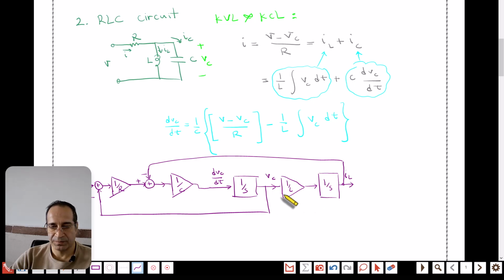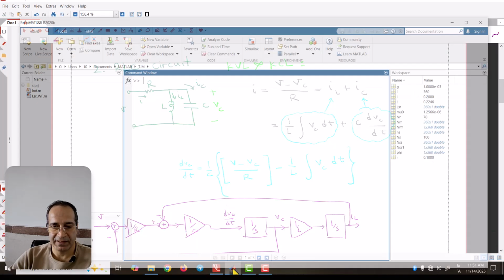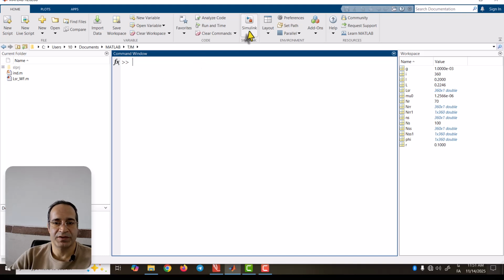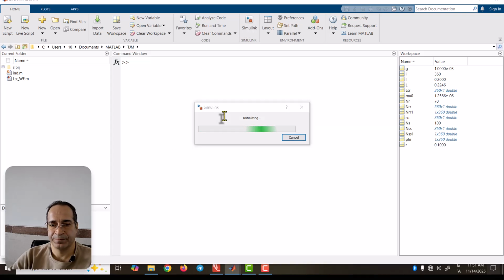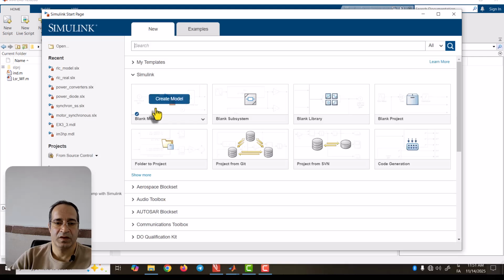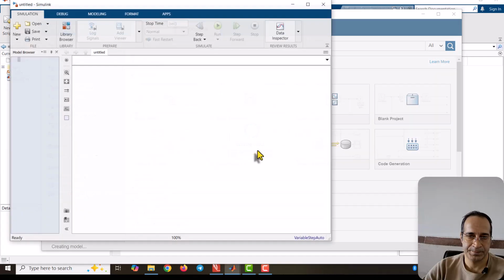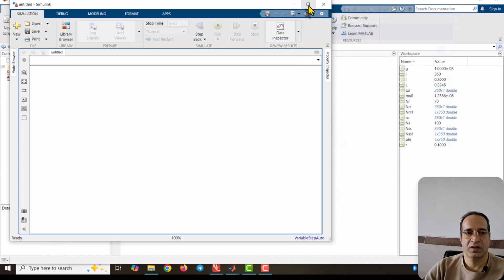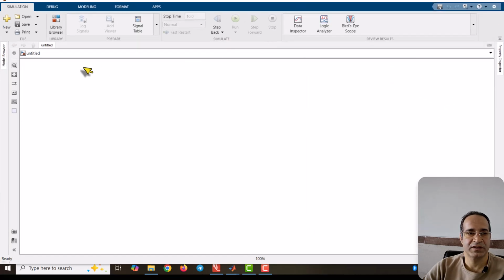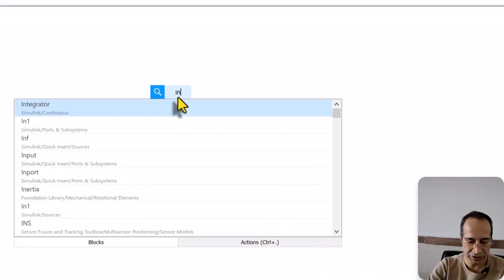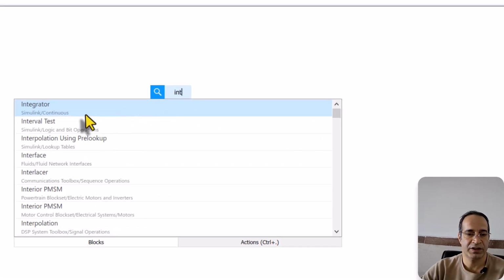Let's do it. In Matlab, I open Simulink and create a new model. Okay, this is an untitled file. The blocks I need are 1 over S, or integration. I write here in English, integration, integrator.